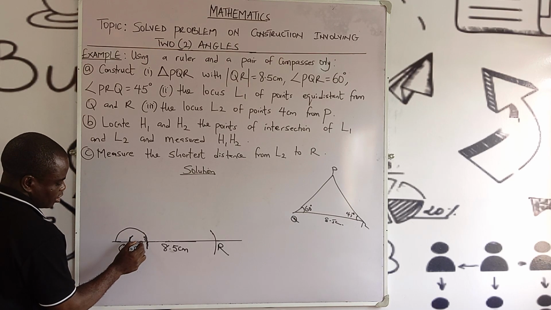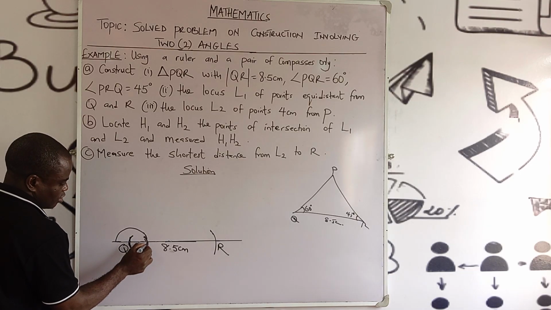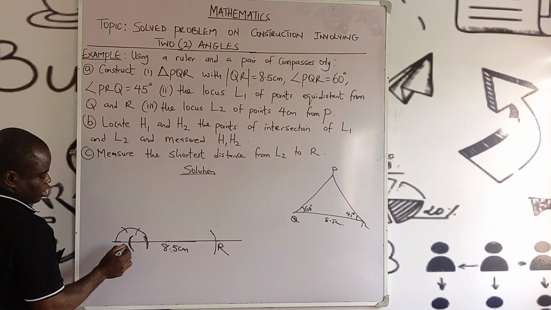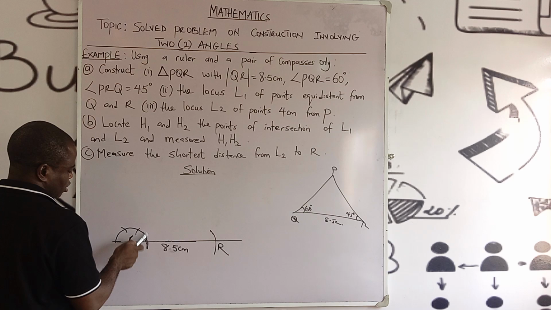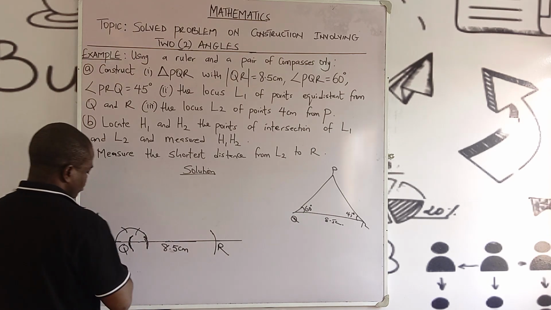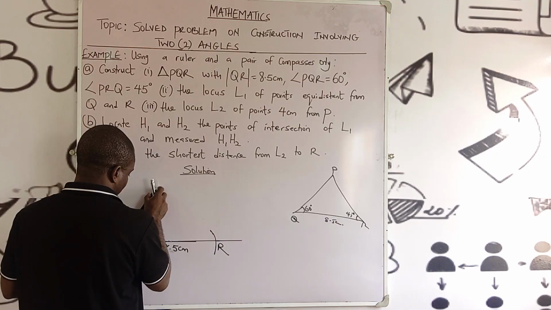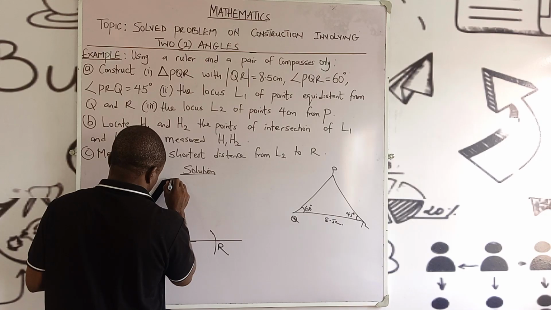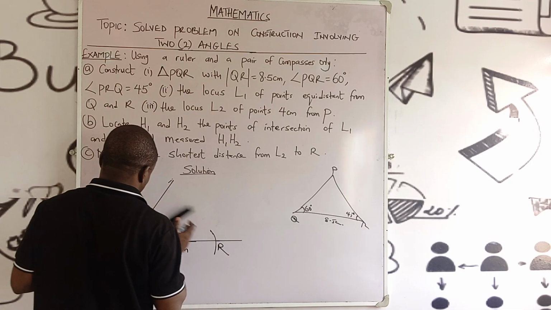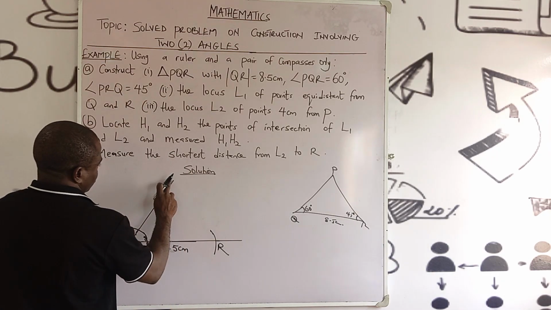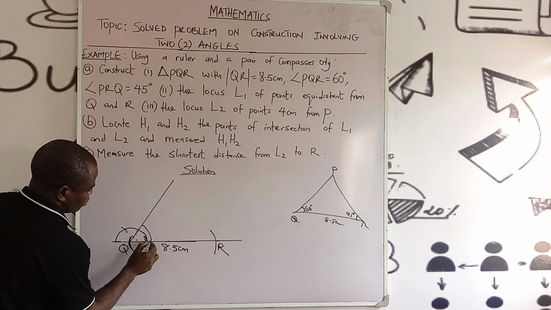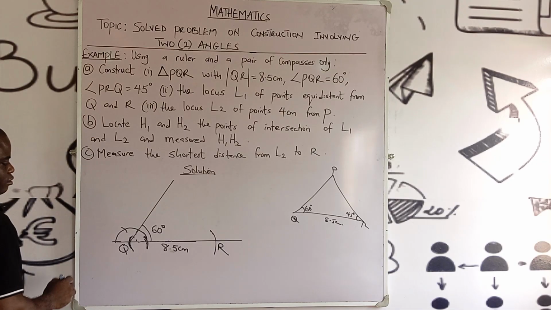Same radius, you expand. Bring it here and cut. And make sure you avoid shading. Bring it here, you cut. Okay? This is now 60, 60, 60. Now roll it out. Okay? This is your 60 degree angle.